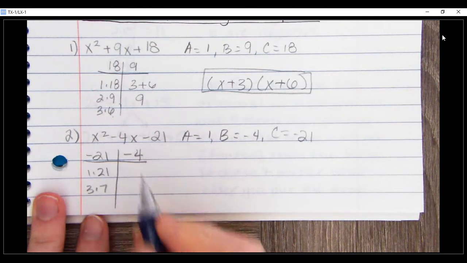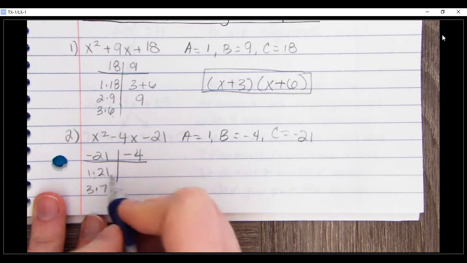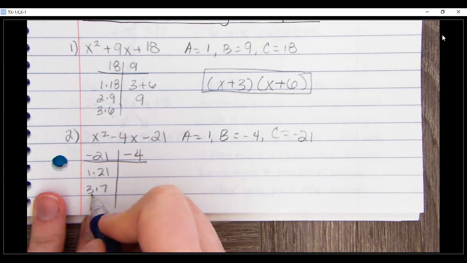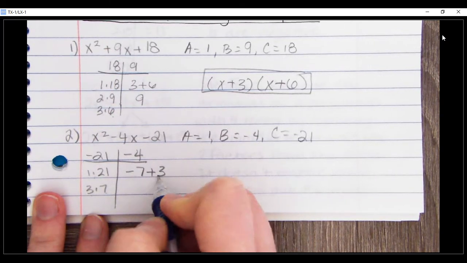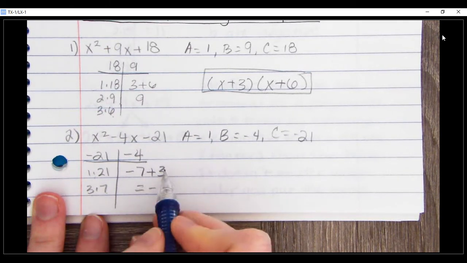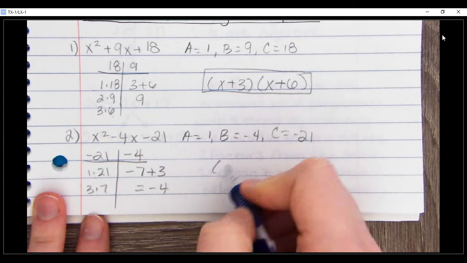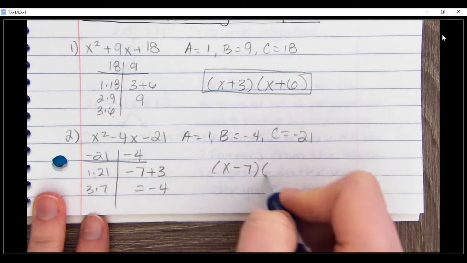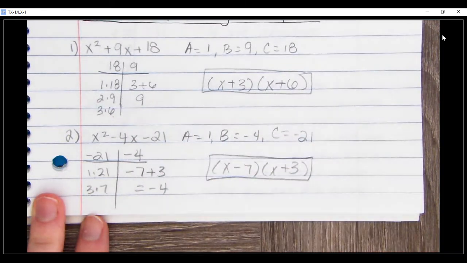I see a negative in there, so that must mean I have to have a negative somewhere. So 1 and 21, that doesn't work. But 3 and 7, if I take negative 7 and add it to 3, I will get negative 4. And negative 7 times 3 is negative 21 as well. Perfect. So I have x minus 7 and x plus 3 as my answers.